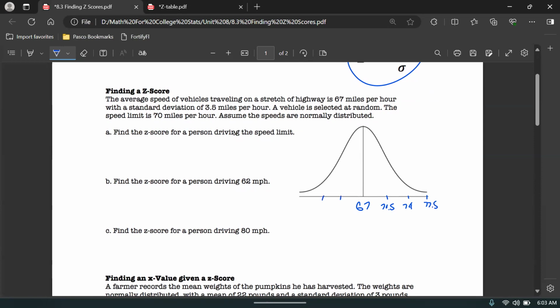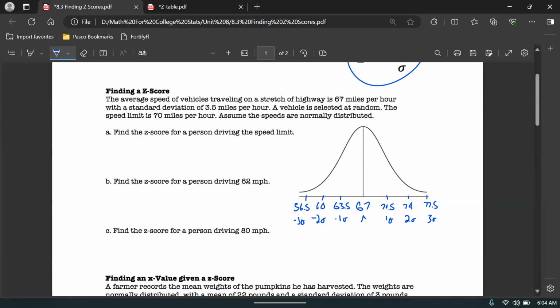And if we went backwards, this would be 63.5. This would be 60. And then this would be 56.5. So remember, this was the mean, and this was 1 standard deviation. This was 2 standard deviations, 3 standard deviations, and then of course, -1, -2, -3 standard deviations.